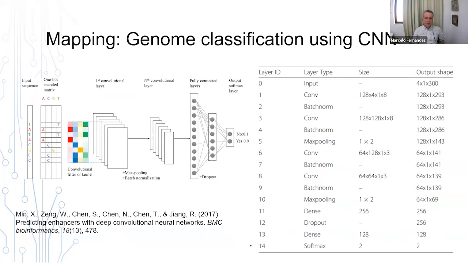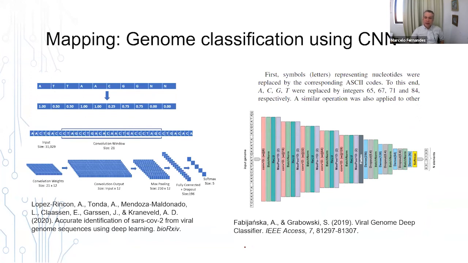This one too, yeah. And all the strategies, okay. For example, this strategy is very simple, where the authors use an integer number to represent each base. For example, A is 65, C is 67. In the other case, the authors transformed it into a real number: A is 1, C is 0.5, G is 0.775, and N is zero, okay?